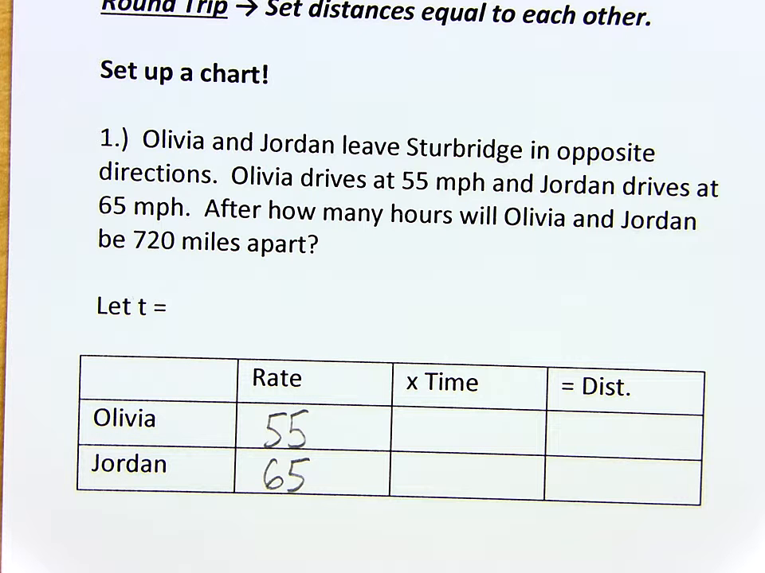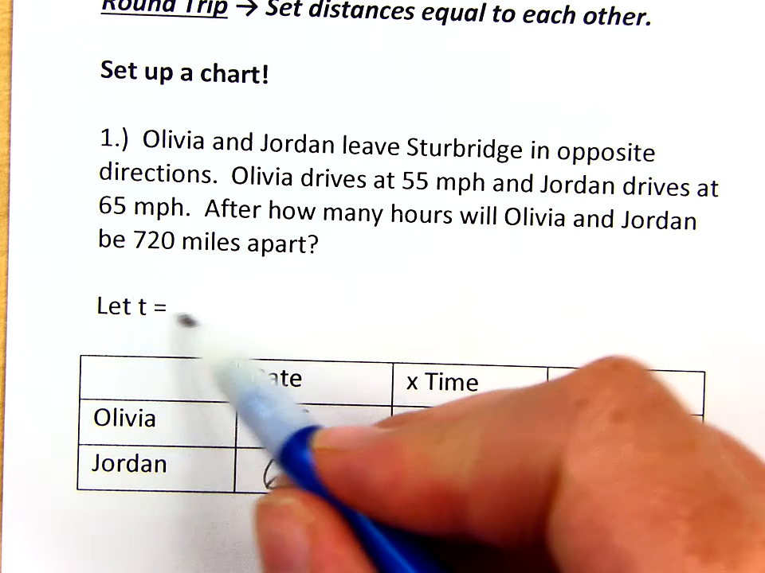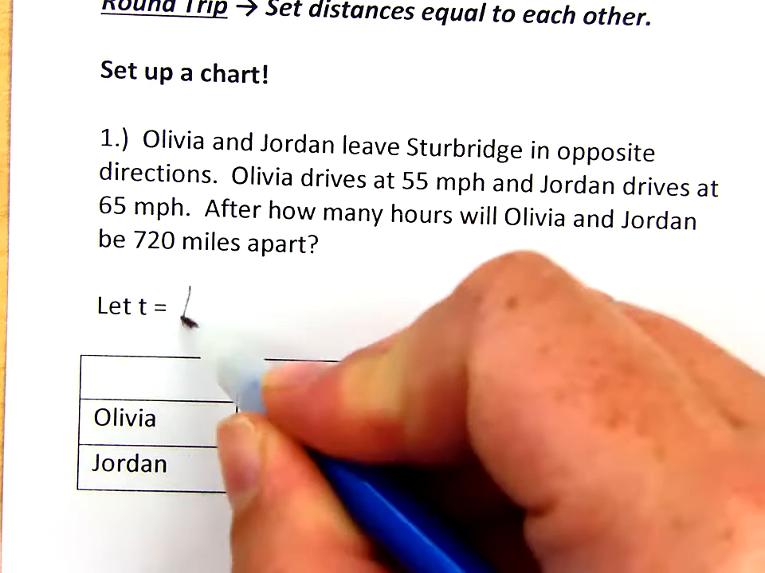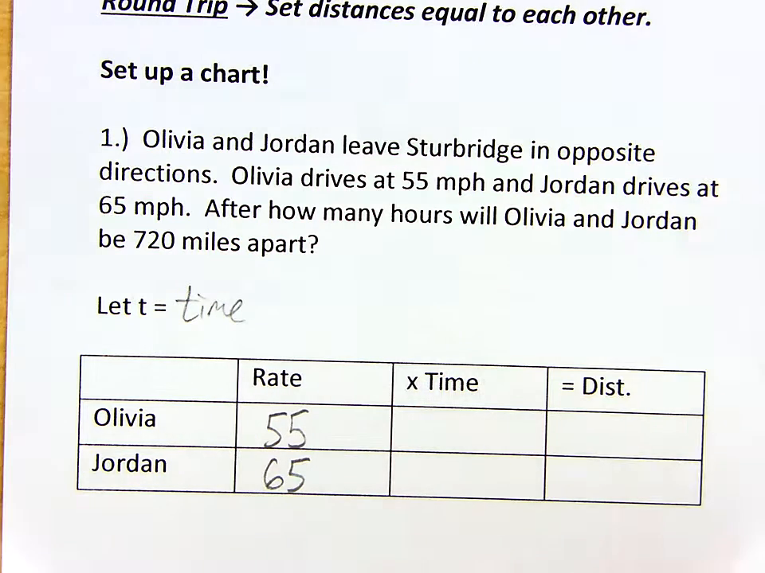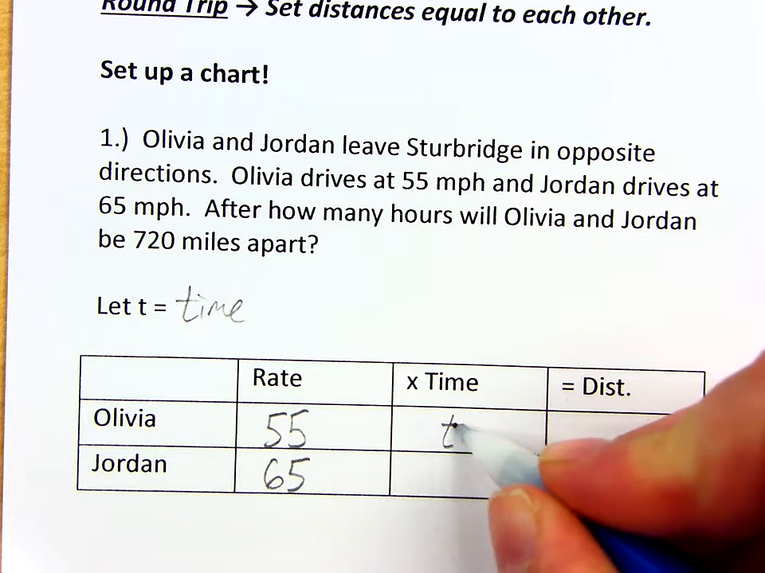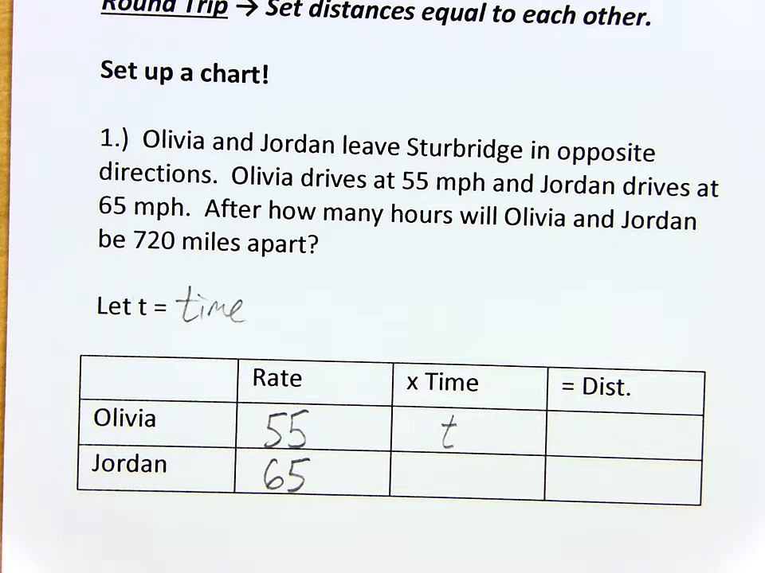Time. Do we know how much time they've spent driving? No. So I need to go back and say let t equal time. And this time we're using t instead of x. You could use x if you wanted. Who cares? They have it set up to use t. So, do I know how long Olivia has been driving for? No, I'm going to call it t. Do you know how long Jordan's been driving for?